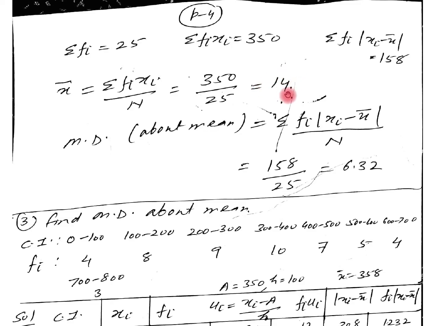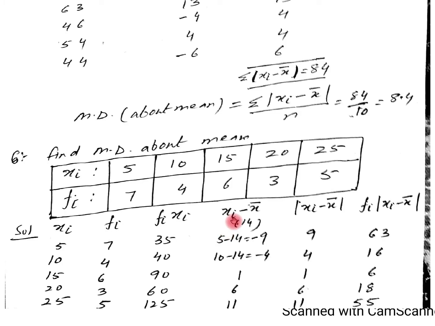Now we have to use this value to find out the mean deviation. Let us see it here. Now we again make the column xi minus x bar. Now we are getting x bar is 14. So again we are getting xi minus x bar. The first is 5. 5 minus 14 is minus 9. Second is 10. 10 minus 14 is minus 4. Then next is 15. 15 minus 14 is 1. Then 20 minus 14 is 6. Then 25 minus 14 is 11. Then we have to take the modulus of these values. Modulus of minus 9 is 9.